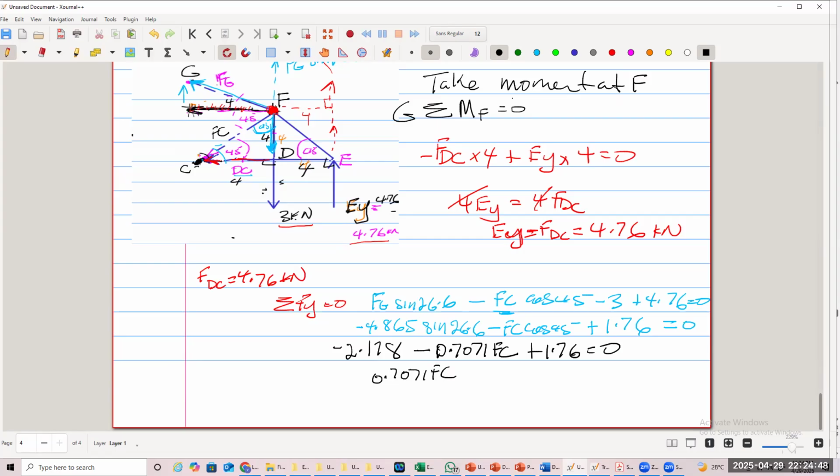0.7071 FC, which is going to be equal... you add the 2 here. What's the difference between minus and a plus 1.76? Work out the value for 2.178 and plus 1.76. You're going to end up getting minus 0.418. So FC is equal to your difference, divide 0.7071 by that.